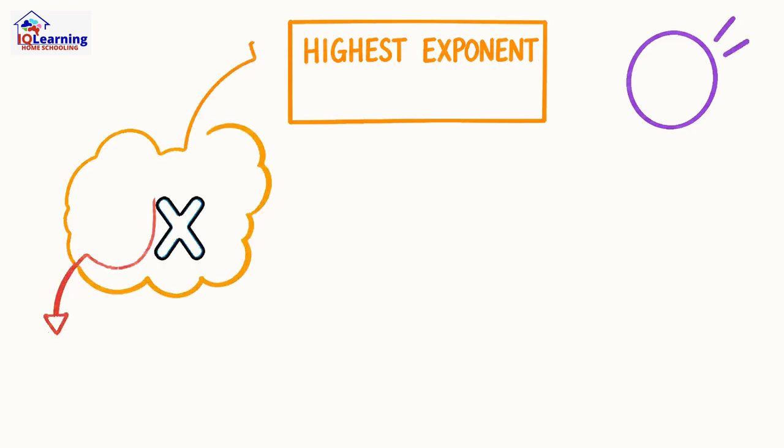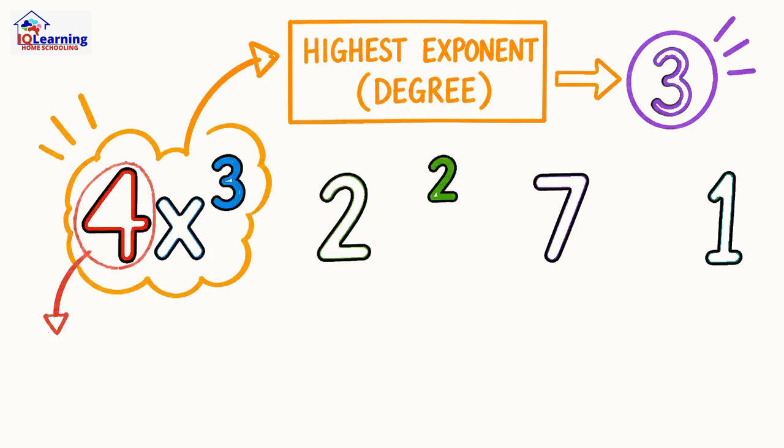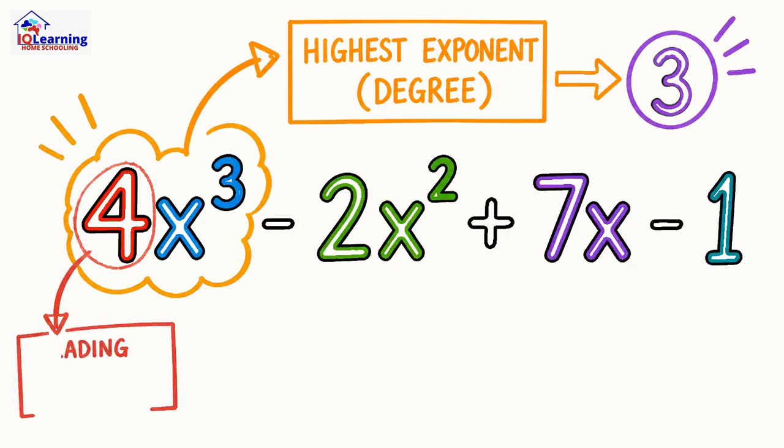For 4x cubed minus 2x squared plus 7x minus 1, the degree is 3. That highest power term also gives us the leading coefficient, which is 4 in this case. These are just labels to help us understand the polynomial's shape and behavior.